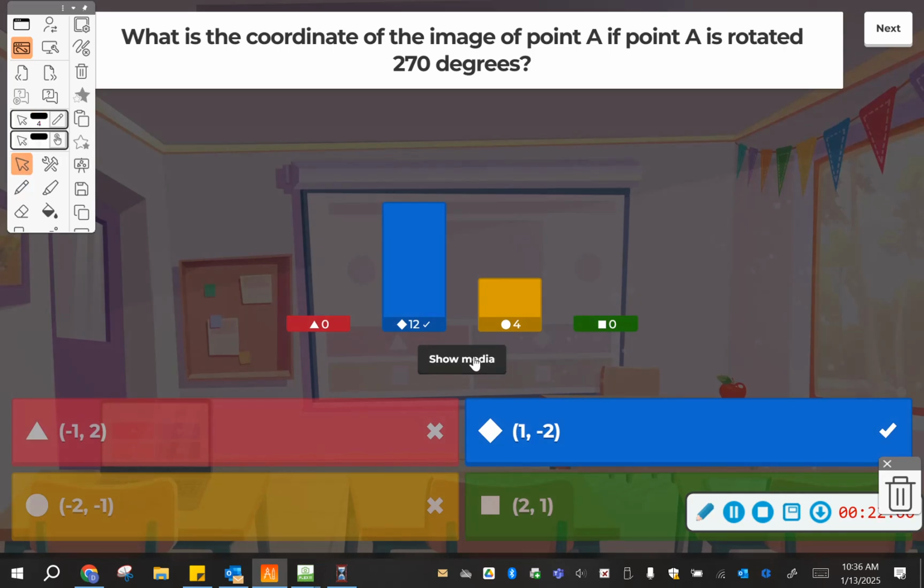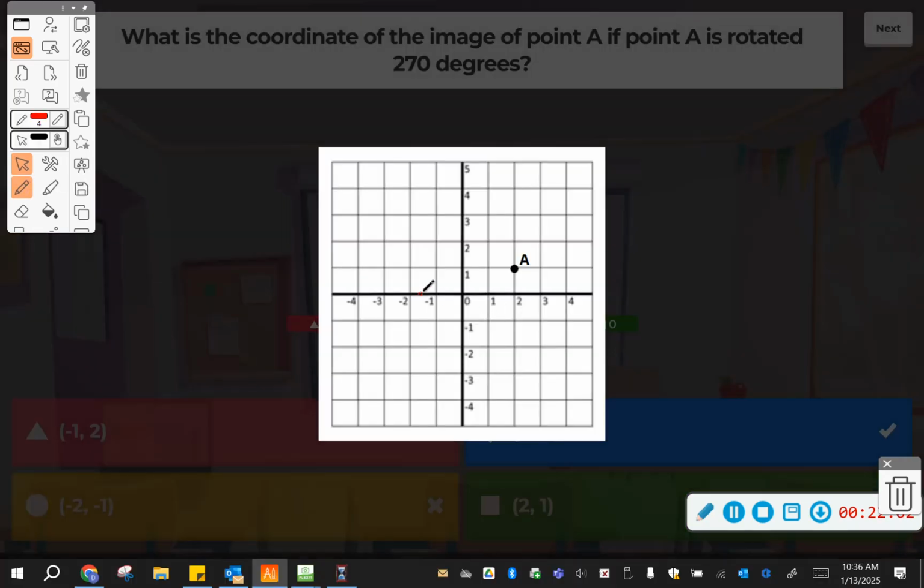All right. I'm going to plot all these points real quick. -1, 2, -2, -1, 1, -2. Thank y'all for not choosing green. That's the actual point. Y'all look up. 3 turns. 270 is how many turns? 3. So you wanted to go 3 quadrants, so the one that ended up being the positive negative is your answer. All right.